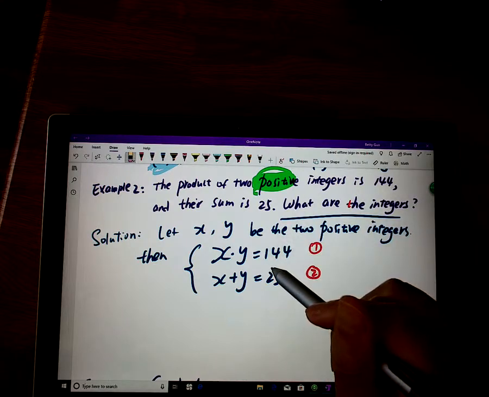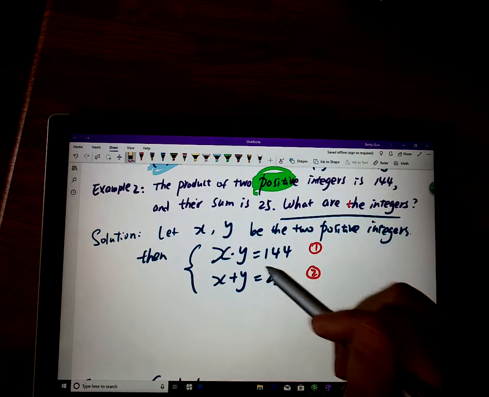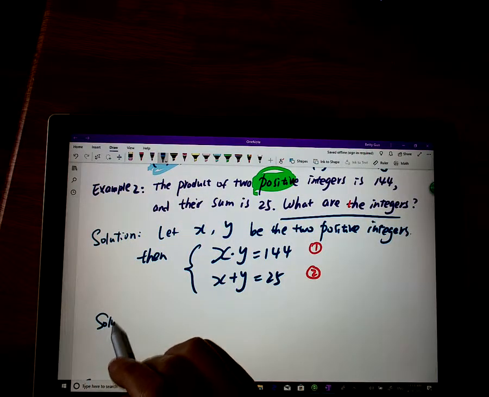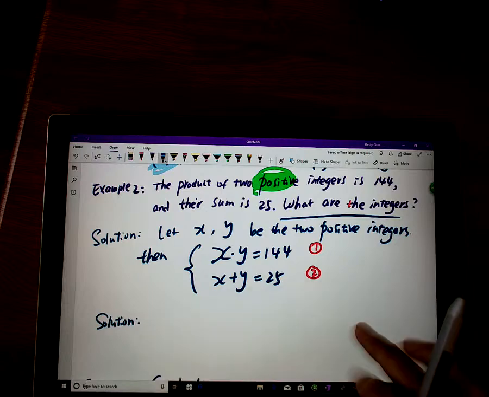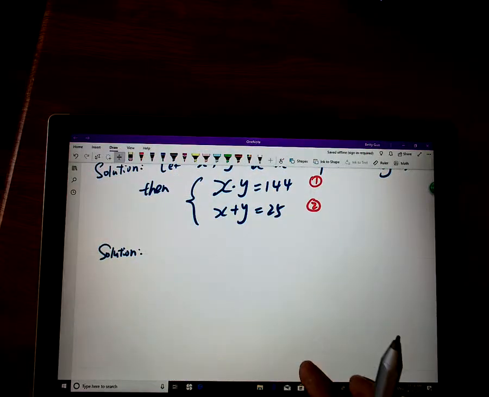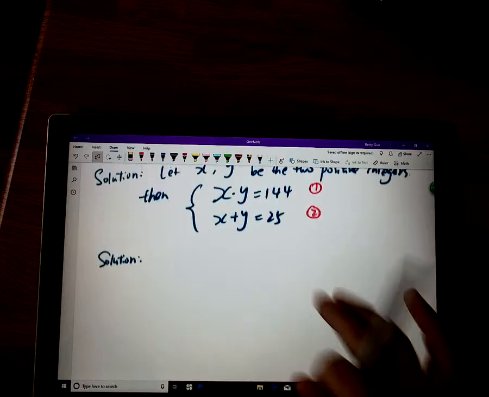So this is another nonlinear system application. Let's see how do we solve it. We are not going to graph in this case. We'll just apply the algebraic method to solve for the system.